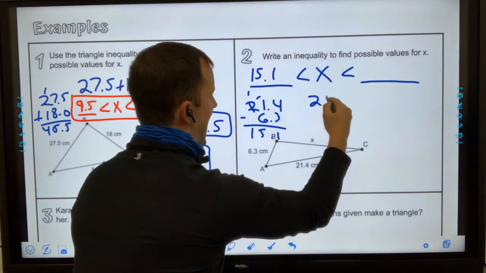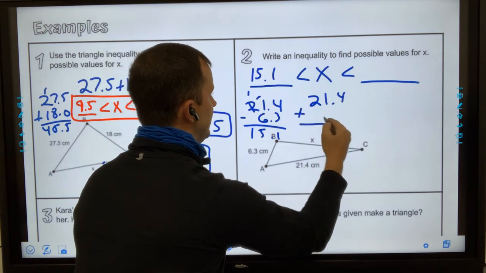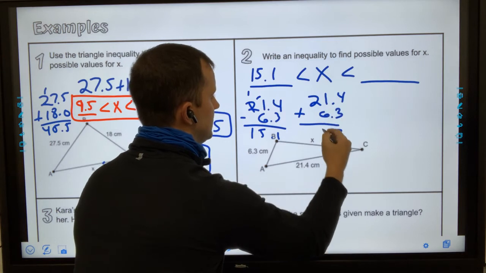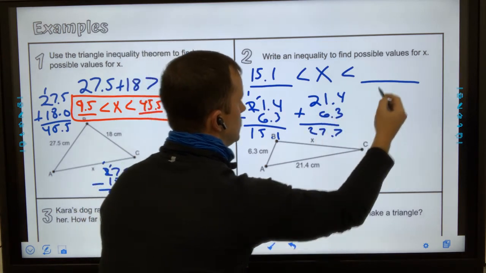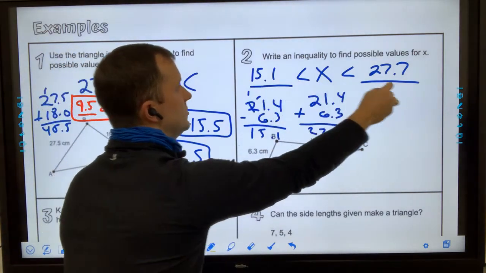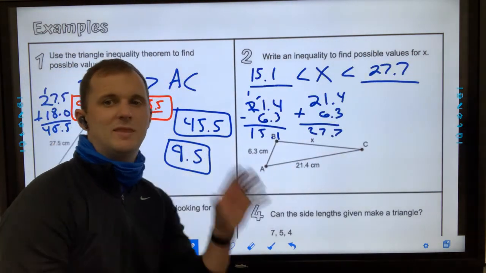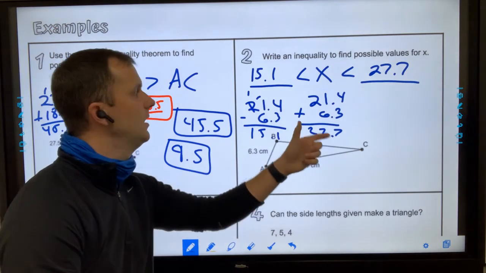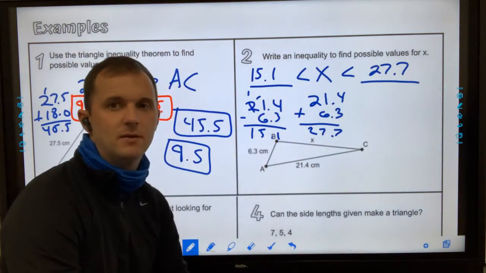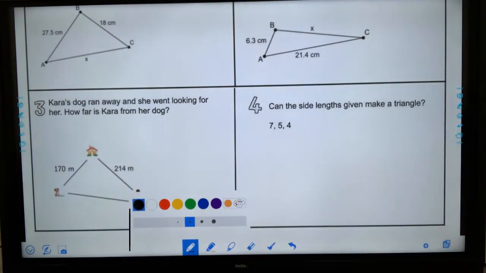So the least value is going to be 15.1. And then I'm going to add them together to get the greatest value. So 4 plus 3 is 7, 6 plus 1 is 7, and you get 2. So 27.7 is the greatest value. So ladies and gentlemen, this would be the inequality, which means that the third side is going to be in between 15.1 and 27.7. Okay? All right, now let's look at example number 3.